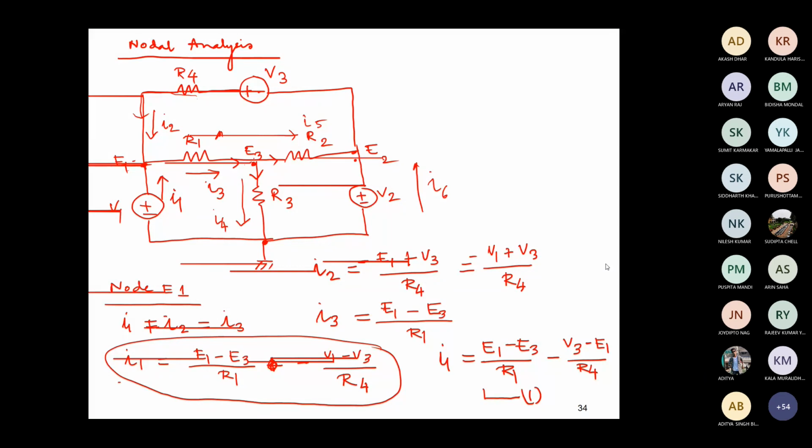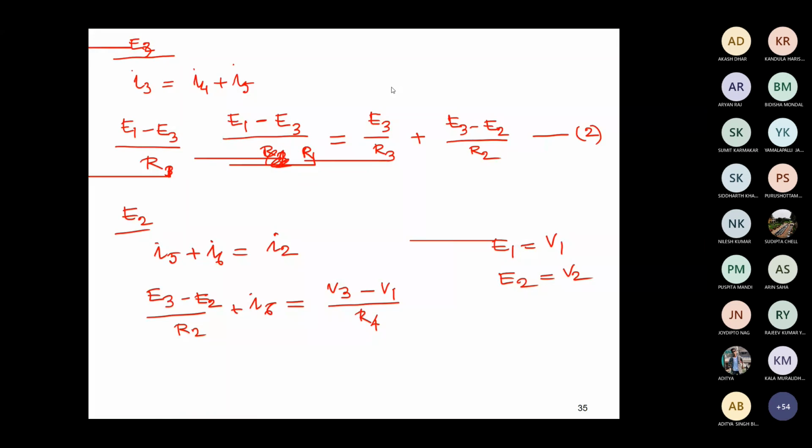So what you are saying? I2 will be equal to V3 minus V2 plus V3 minus V1 divided by R4. Because these two effect at this point E2, we have to take the effect of both of these. So then all these things we are getting.